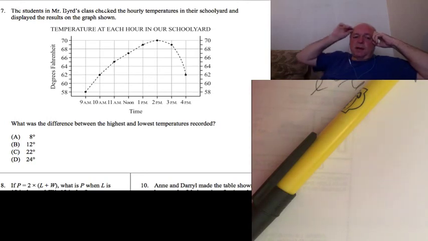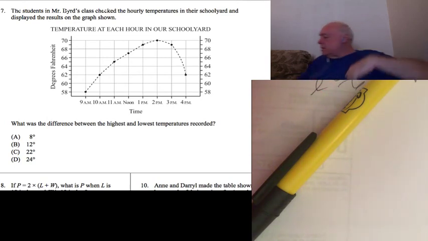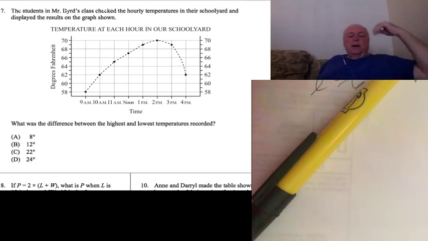The bottom is time, so we know it's hour. And on the left-hand side is the temperature. So they plotted the temperature that was going on during the day. Okay? So what they want to know is the difference between the high and the low. All right, so this one's a no-brainer. At 2 o'clock was the highest temperature, which was 70. And at 9 o'clock was the lowest temperature, 58. So we're just going to subtract the two of those and get 12.